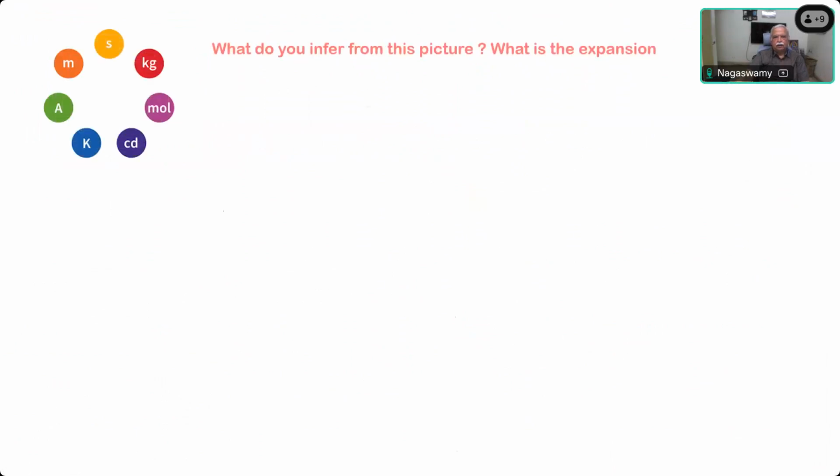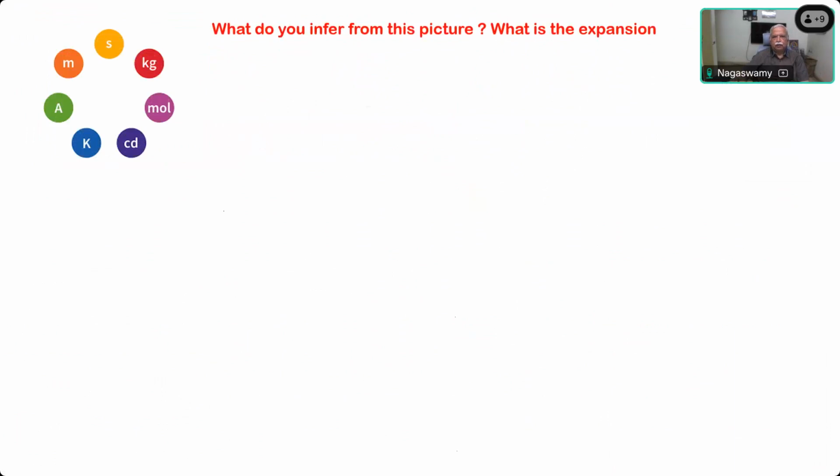I will just finish after this. What do you infer from this picture? What is the expansion for these alphabets? SI units, sir. Very good. SI units. The symbols of the 7 fundamental SI units. What are the 7 fundamental units?